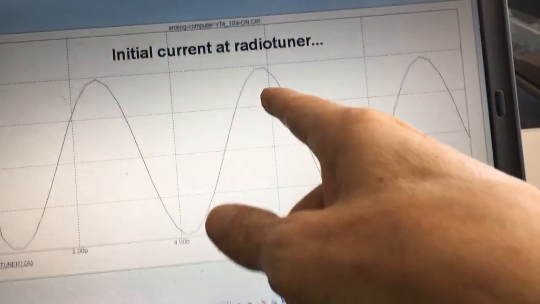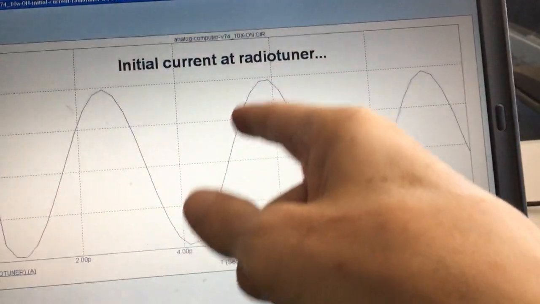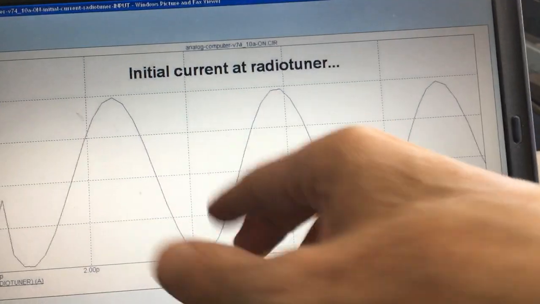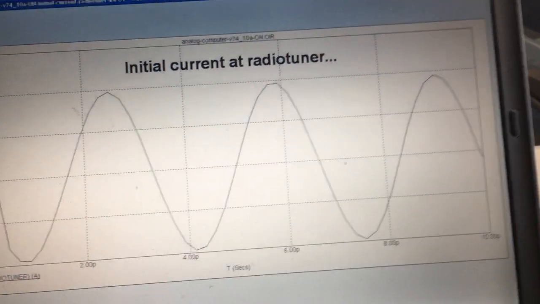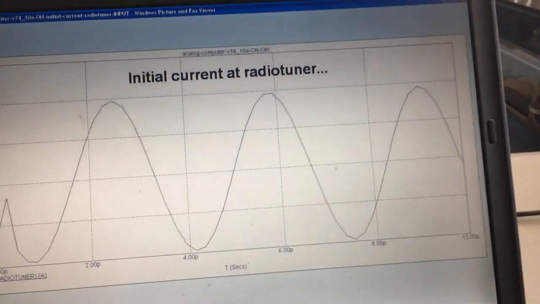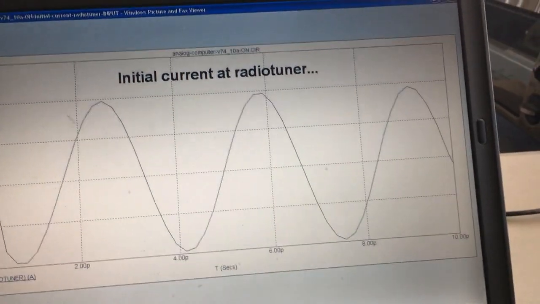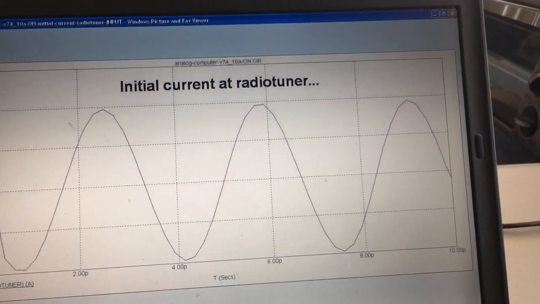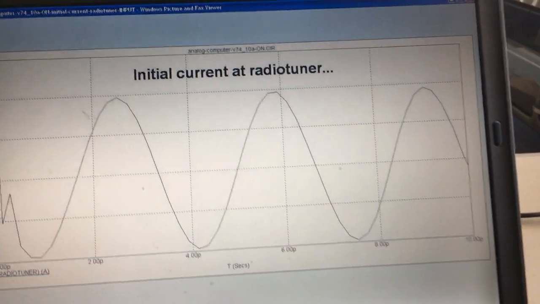And the only reason it doesn't look smooth is because the simulator doesn't choose a lot of data points to make a nice smooth wave, but it looks pretty close to what is happening, and so we get the idea: it's a sine wave happening here. But this is at 10 picoseconds in the very beginning. This is the current portion of the radio tuner. So we're not looking at the voltage, because the voltage is stable. It's the current that changes and shows how this circuit behaves.